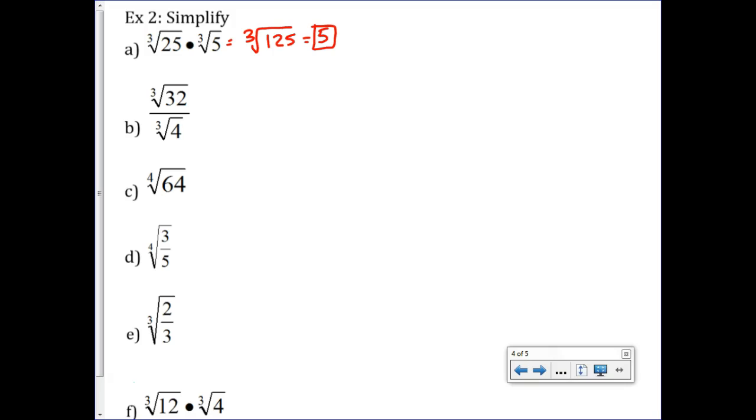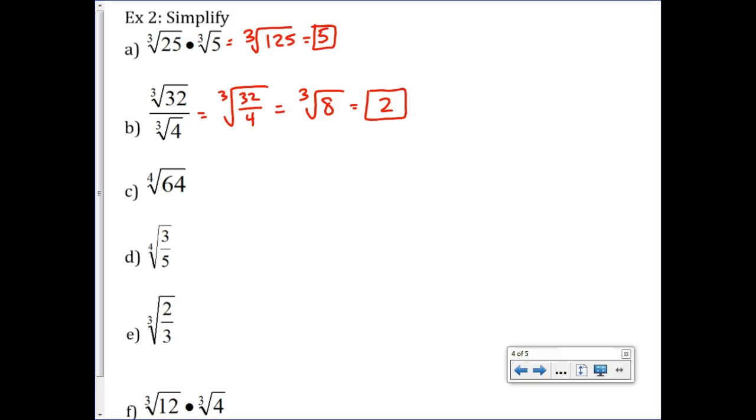All right, and then here, since both of these are the cube root and they're being divided, I can do the cube root of 32 over 4. 32 over 4 is 8. The cube root of 8 is 2.